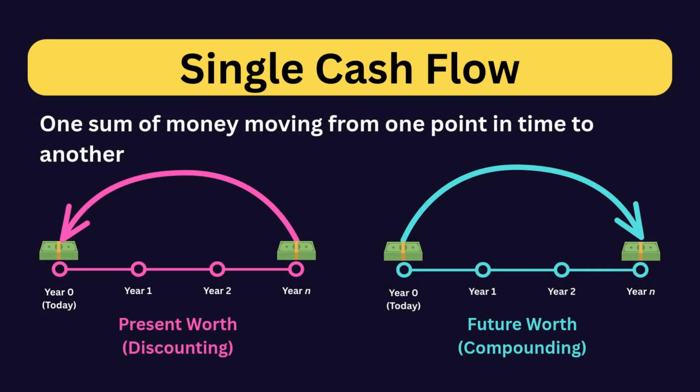At its core, a single cash flow translates money across time. Compounding shows you how money grows forward. Discounting shows you what future money is worth today. Together, these ideas form the foundation of high-stakes financial decisions. You can use future worth to project outcomes and present worth to evaluate whether those outcomes justify today's investment.